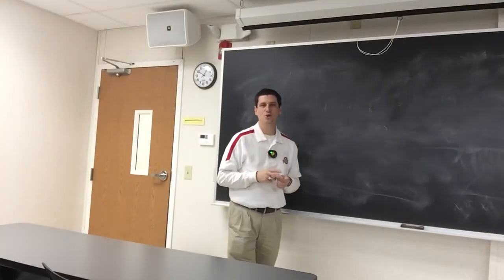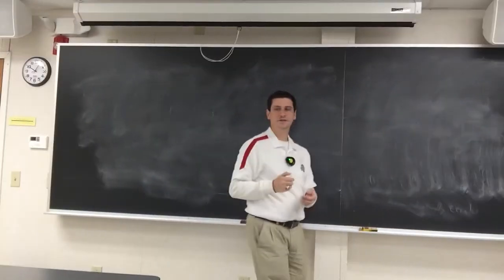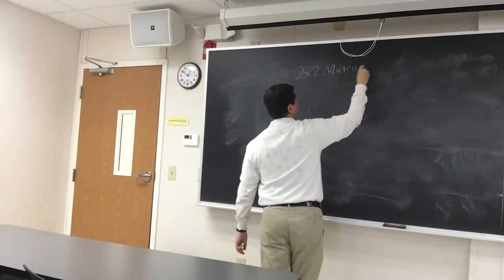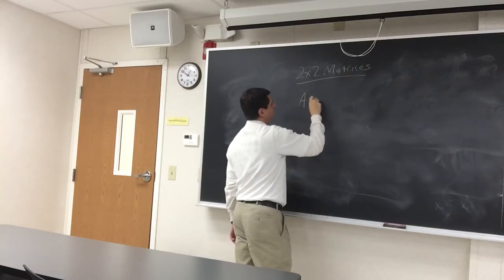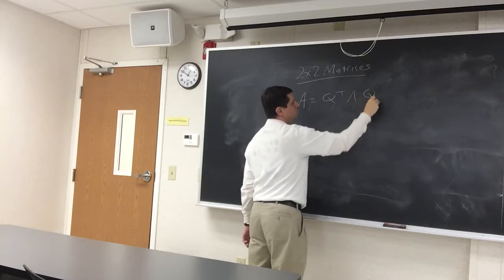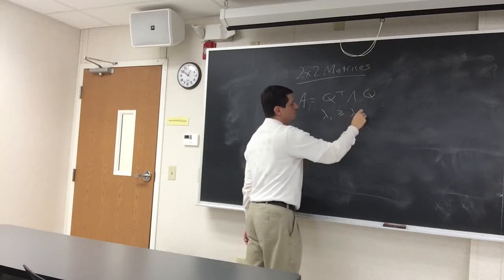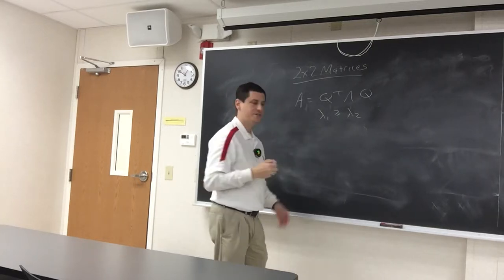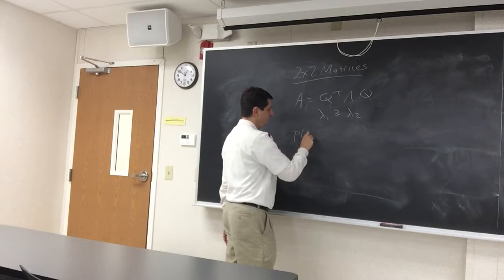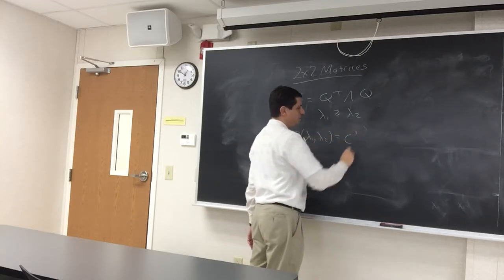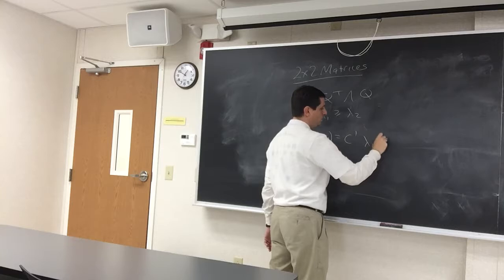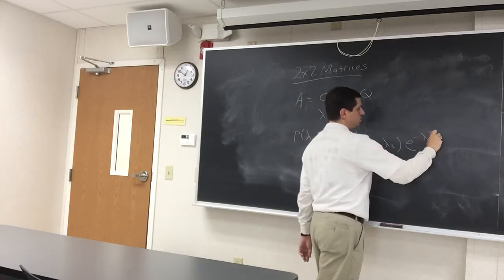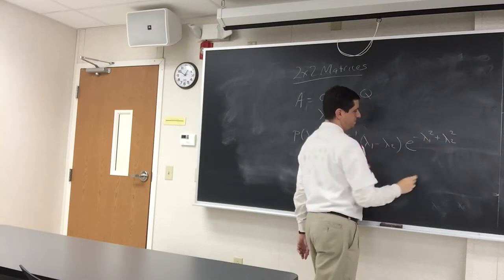All right. So we had the following formula. We were looking at 2x2 matrices. And so we wrote A as Q transpose lambda Q. We assumed lambda 1 was greater than or equal to lambda 2. And at the end of the day, we got the joint density function for the eigenvalues. Probability of lambda 1, lambda 2 was some constant, lambda 1 minus lambda 2, e to the negative lambda 1 squared plus lambda 2 squared.